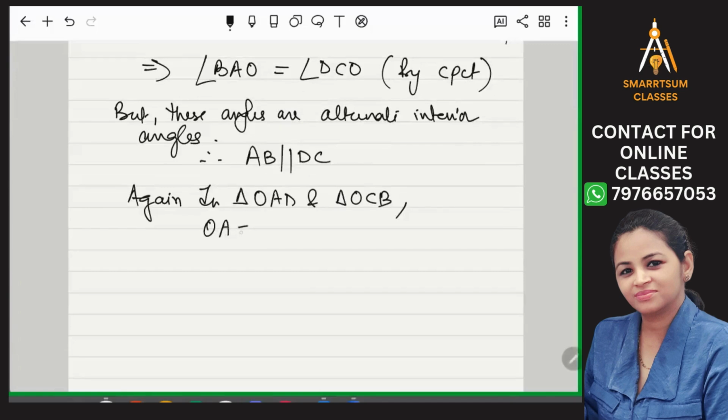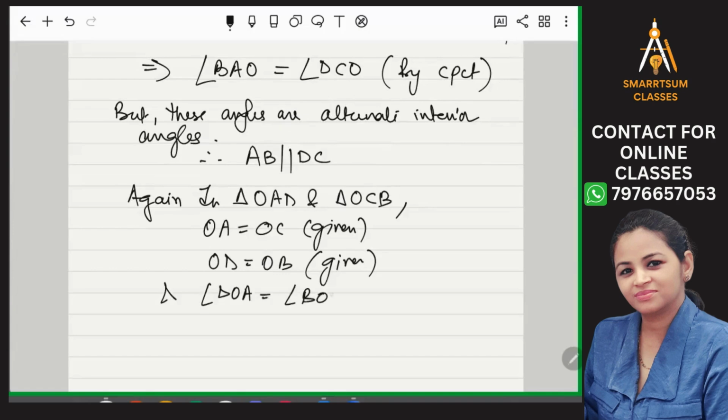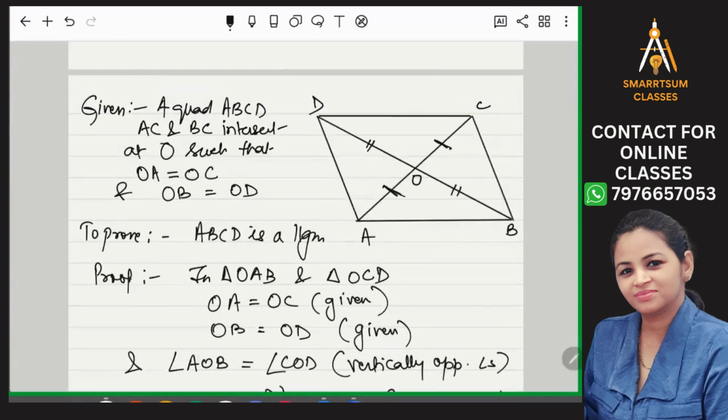OA is equal to OC. This is already given. OD is equal to OB. This is already given. And angle BOA is equal to angle BOC. Why? Vertically opposite angles. So OA is equal to this, this is equal to this, and this angle is equal to this angle. So again, by SAS criteria, we can say that this triangle is congruent to this triangle. I hope you're getting this. Okay, so write down.